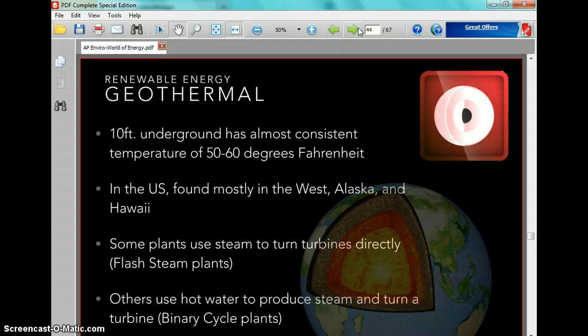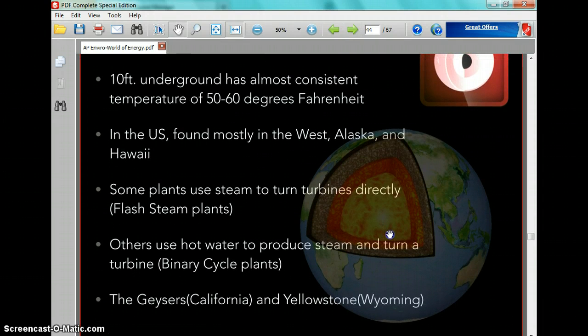Okay, geothermal. Geothermal energy comes from underneath the top part of the ground. Ten feet underground, it has an almost consistent temperature of 50 to 60 degrees Fahrenheit. In the U.S., geothermal energy is mostly found in the West, in Alaska, and Hawaii. Some plants use steam to turn turbines directly from geysers. These are called flash steam plants. Others use hot water to produce steam and turn a turbine, which are called binary cycle plants. And the geysers in California and Yellowstone in Wyoming are popular places to collect the geothermal energy.